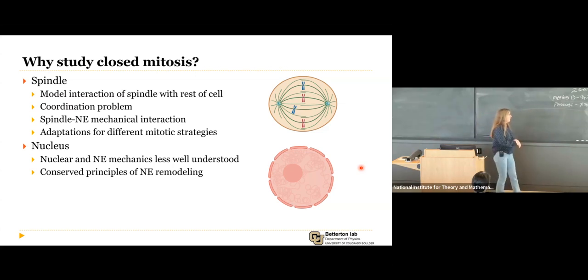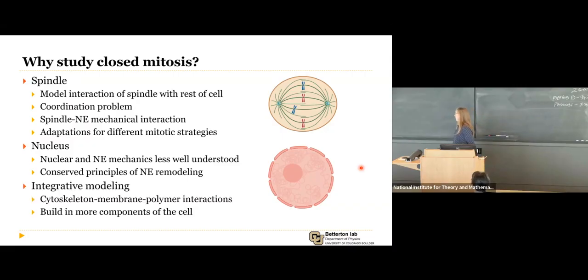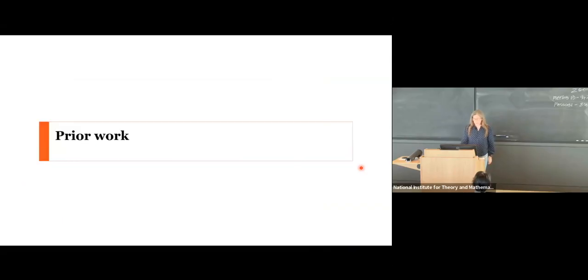And then it turns out that even if you don't think closed mitosis is that interesting, the principles of how the nuclear envelope gets remodeled are quite conserved across the best yeast and animals. They just happen at different times, and we should still be able to learn interesting things. And then finally, I think an interesting direction for our field to go is to think about integrative modeling that can build in more components of the cell that we might want to understand, right? So in this problem, we have to think about the cytoskeleton. We also have to think about membrane biophysics. And I'll argue that polymers are going to be somewhat important in thinking about chromatin as well. And this maybe can help us ask new questions and think about new things. Okay, so that's my pitch for it.